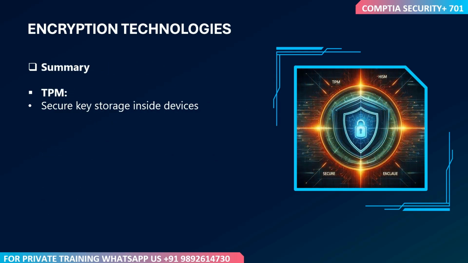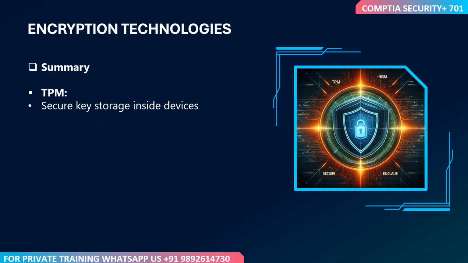So, in conclusion, encryption technologies like TPM, HSM, KMS, and secure enclaves are all essential in ensuring that our data remains safe from prying eyes. Whether it's protecting the personal information on your phone or ensuring that a company's financial data remains secure, these technologies play a vital role in maintaining privacy and security in the digital world.